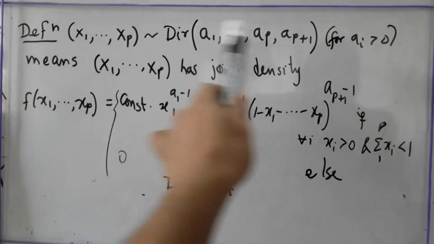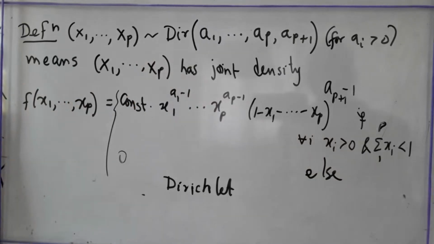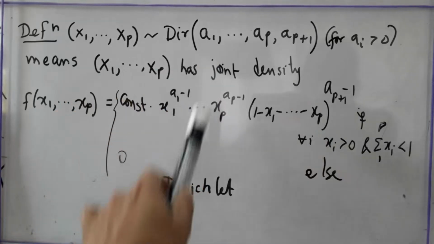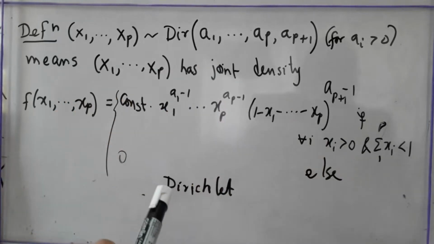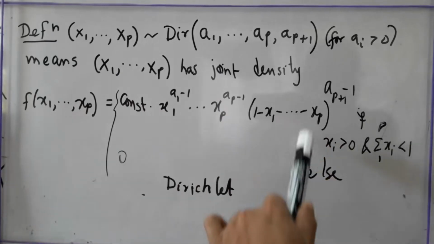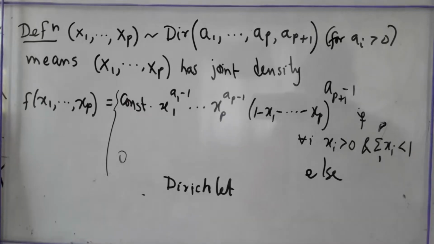The first thing to notice here is that I have only p many random variables and p plus 1 parameters. Now when I make this statement, I mean that this has a joint density, which is given by this complicated stuff. But just observe where this thing is non-zero: all the xi's are positive and their total is less than 1. So let's start by understanding this support.